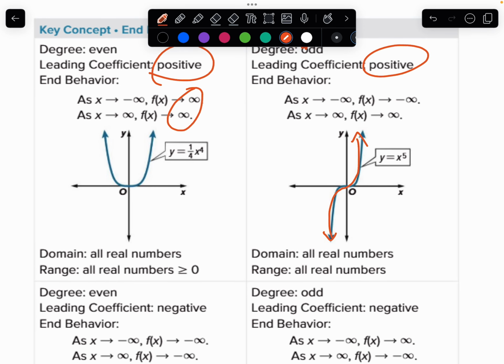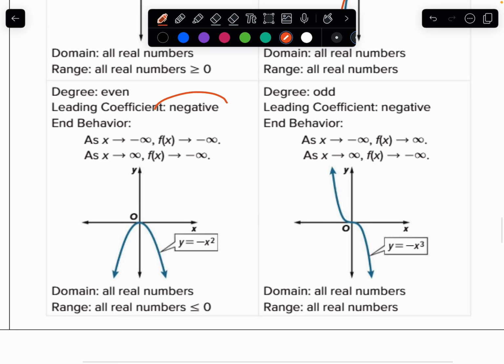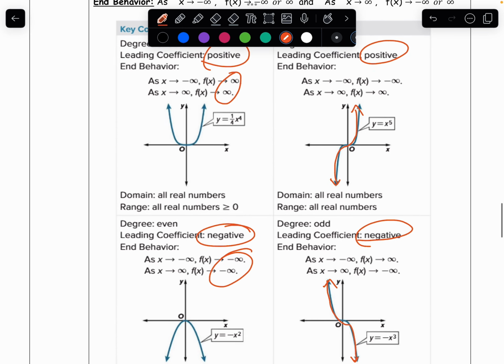So that's an example of x to the 5th power. They'll be having negative infinity and positive infinity. Likewise, if you have a negative coefficient for an even, they're going to be both negative, and then an odd with a negative is just going to flip it, giving us that graph, and so our end behaviors are also going to flip.